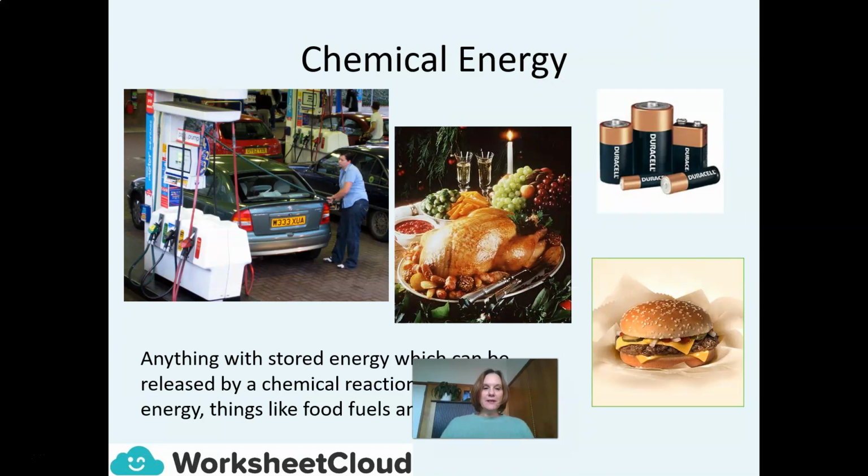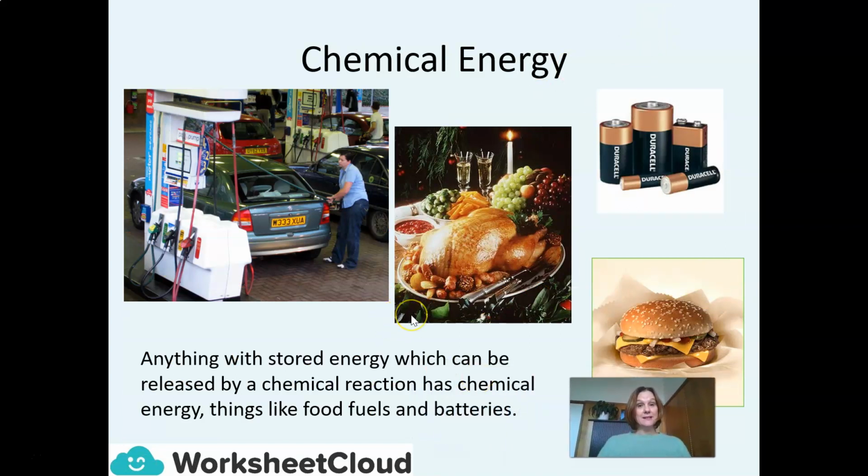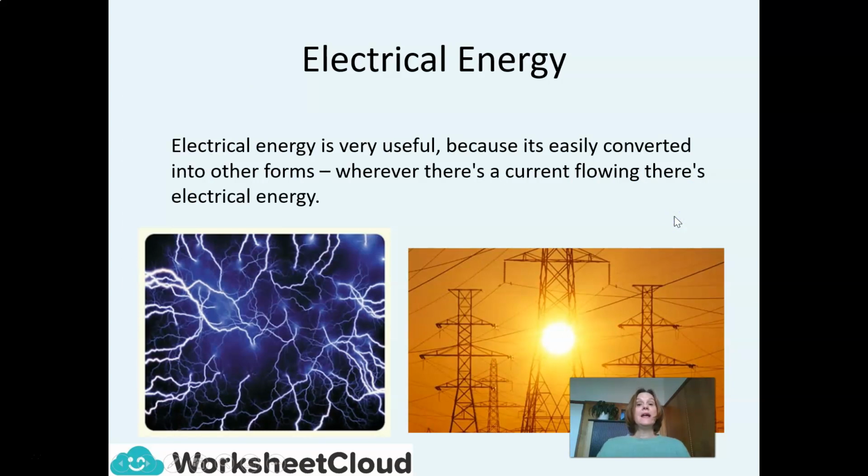So, chemical energy, Grade 7s. We did discuss it as part of our potential energy. It is stored energy. It is anything with stored energy which can be released by a chemical reaction. Okay, then we say it has chemical energy, and it's things like food, fuels, and batteries. Electrical energy is very useful energy because it is easily converted into other forms, quite simply. Wherever there's a current flowing, there is electrical energy.